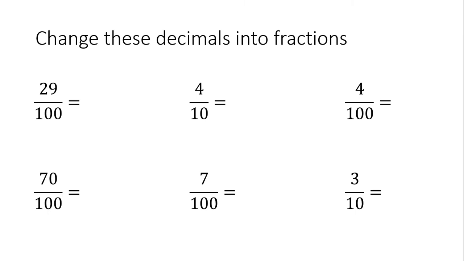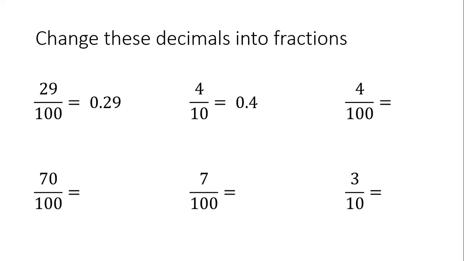In the top left, we have 29 hundredths. How do we write that as a decimal? Take a look at the denominator. It's hundredths, so there are going to be 2 places after the decimal point. 29 hundredths, 0.29. In the top middle, we have 4 tenths. How many places after the decimal point? 1, because tenths is 1 place after the decimal point. So 0.4.